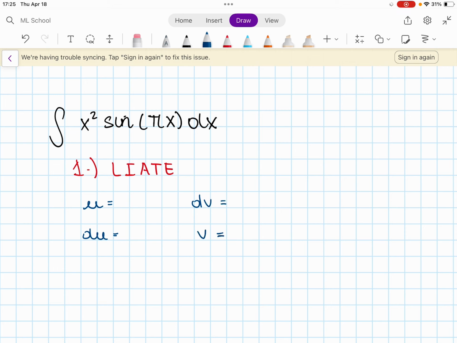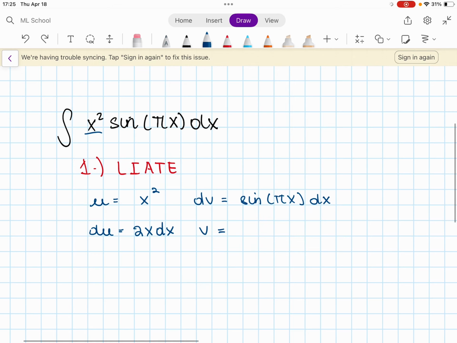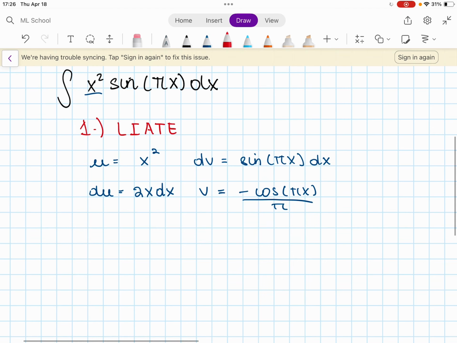So our u will be, in this case, x squared, and our du is the derivative of that, so 2x dx, and then our dv is sine of pi x dx. So we just copy this, right? And then our v is just the integration of sine, so it will be minus cosine of pi x divided by pi. And then after that, we can do the integration by parts.